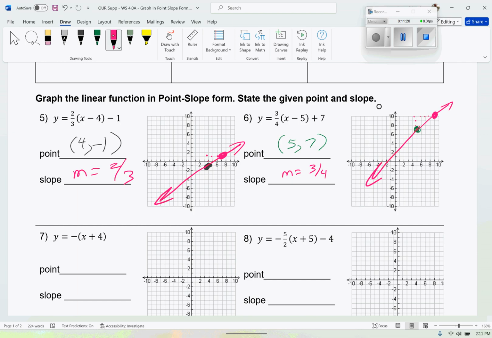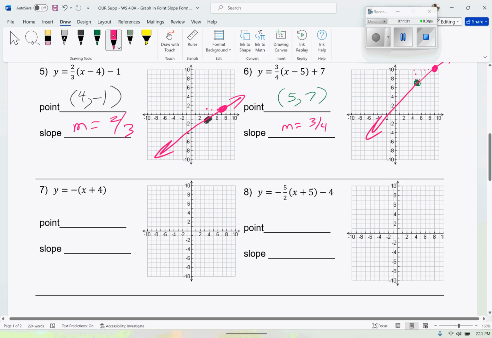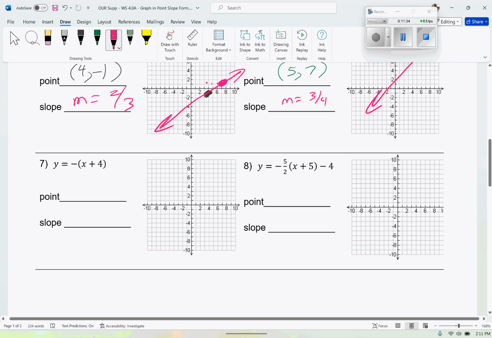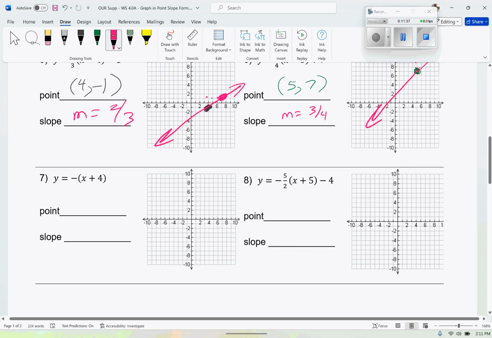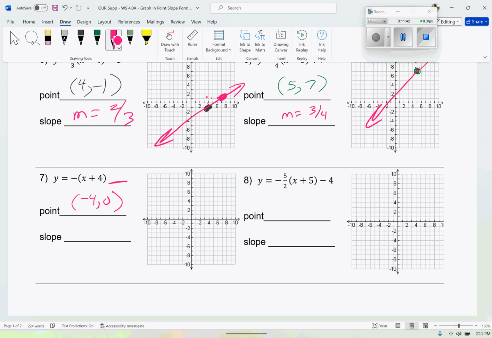Have you seen this before, my friends? Or is this the first time you've ever seen this? Hopefully you've seen it at least once. All right. What is my point on this one? Negative 4, 0. Yeah, there's nothing there, so it's got to be 0. So negative 4, 0 is back here. I have a negative out front, so what's my slope? Negative 1, which is the same thing as saying negative 1 over 1. So I'm going to go from my pink dot, down 1, right 1. Connect those 2 dots that are really close to each other. There it goes.